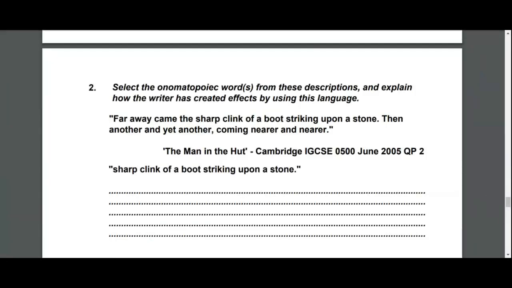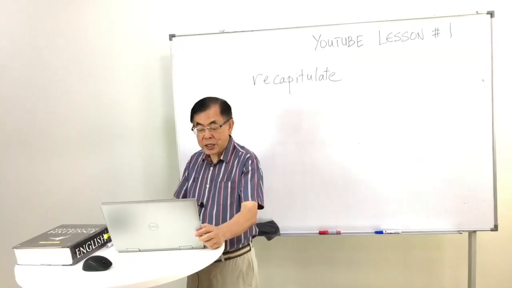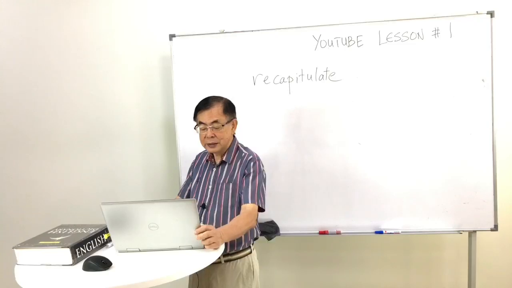Again, this is from one of your past year papers. Far away came the sharp clink of a boot striking upon stone. Then another, and yet another, coming nearer and nearer. Sharp clink of a boot striking upon a stone. The word clink is an onomatopoeic word, the sound of a boot striking upon a stone. So explain that. All right.